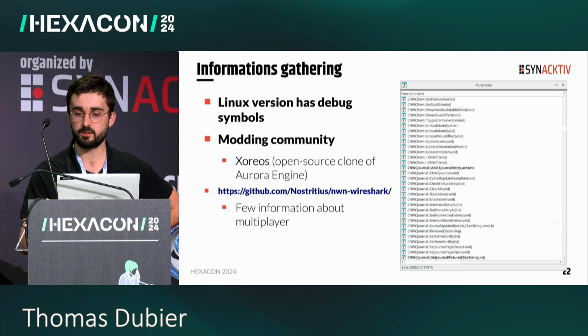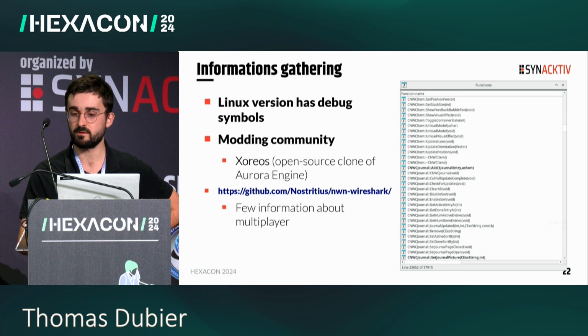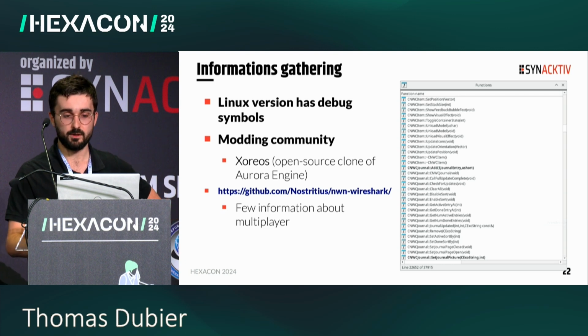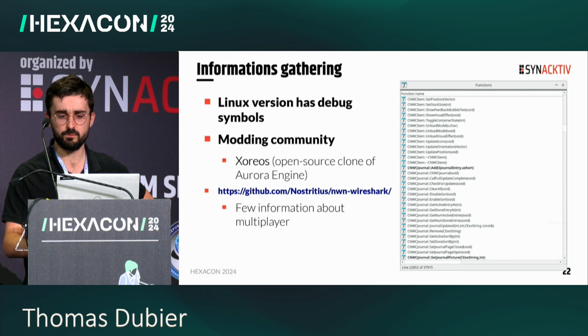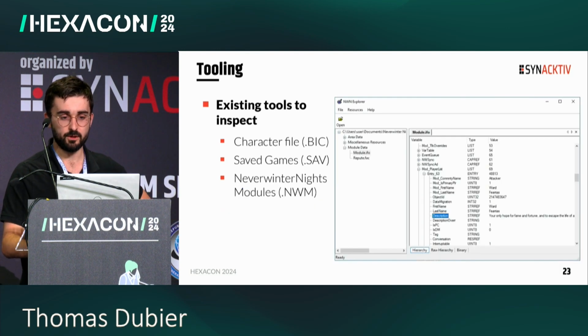At the beginning of my research, I started by looking for anything that could help me for reverse engineering. It turns out that only the Linux version has debug symbols, which is very useful. There is a modding community developing an open source clone of the game engine, but they didn't implement multiplayer functionality. There is one publication about the protocol used in the matchmaking room, which can be interesting. There are also useful tools that already exist to decode assets like character files or save games and modules.